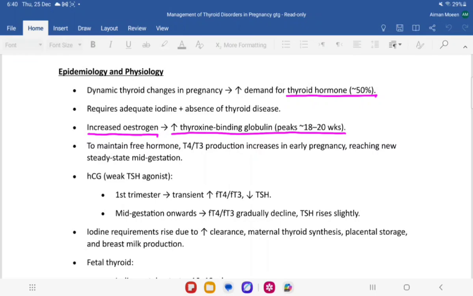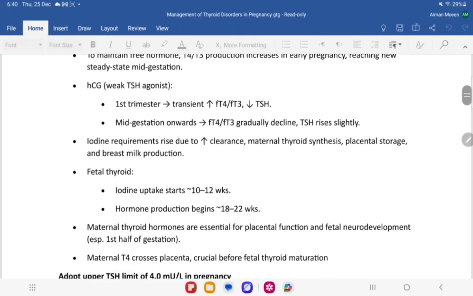Okay. So there is one other additional physiological change that happens during pregnancy. That is the increase in HCG, the human chorionic gonadotrophin hormone. It is higher in the first trimester, and it is also an agonist for TSH. So when there is stimulation of the TSH receptor, and you can focus on this word, there is a transient increase in the free T3 and T4 and a decrease in the TSH.